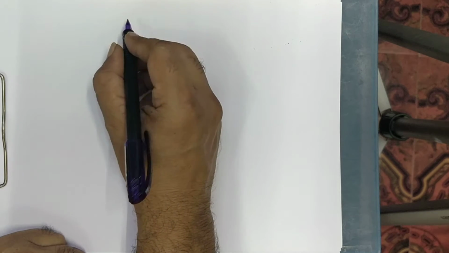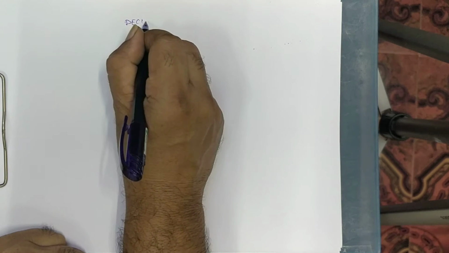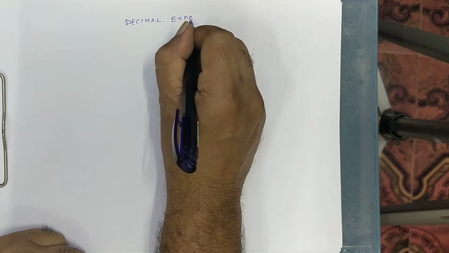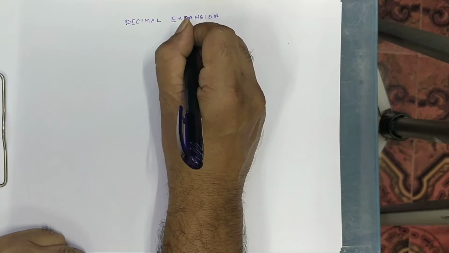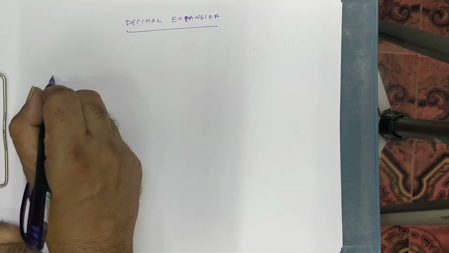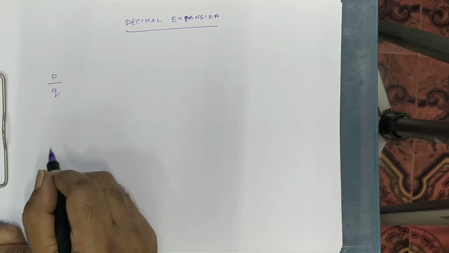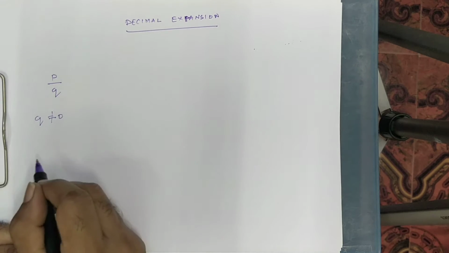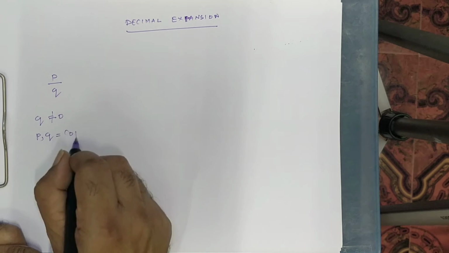In today's tutorial, we will be discussing decimal expansion. As you know, we can represent the real numbers in this p by q form. We know already that the condition is q is not equal to 0, and p and q are co-prime numbers.